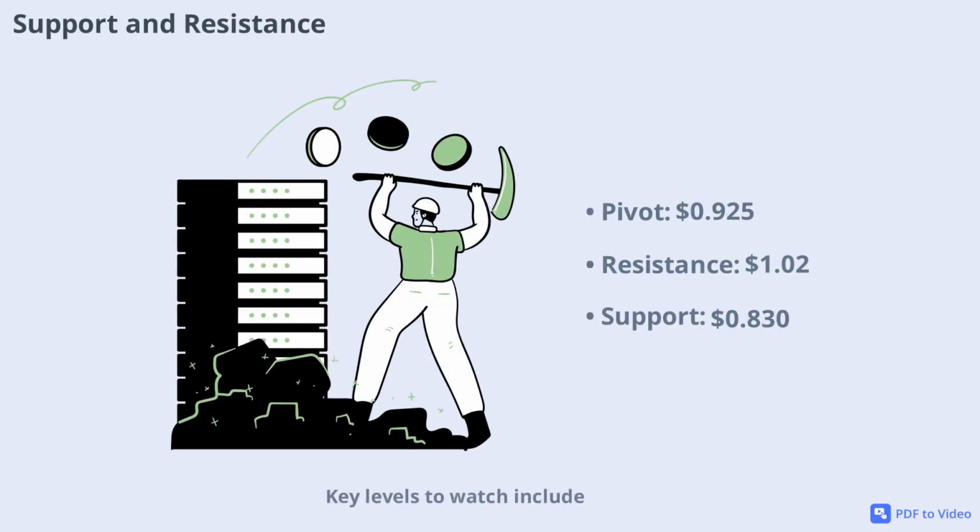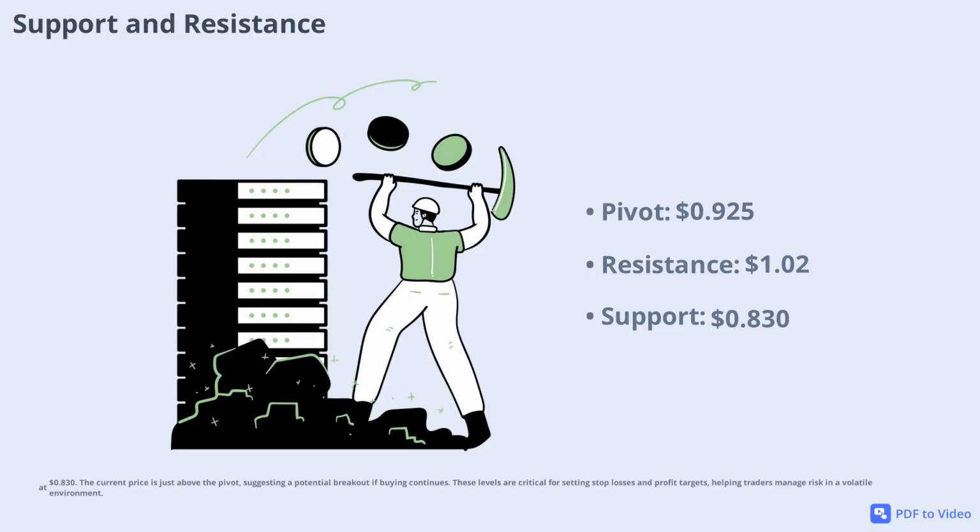Key levels to watch include the pivot point at 0.925, resistance at $1.02, and support at 0.83. The current price is just above the pivot, suggesting a potential breakout if buying continues. These levels are critical for setting stop losses and profit targets, helping traders manage risk in a volatile environment.